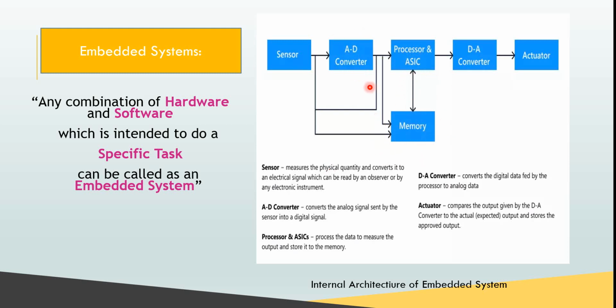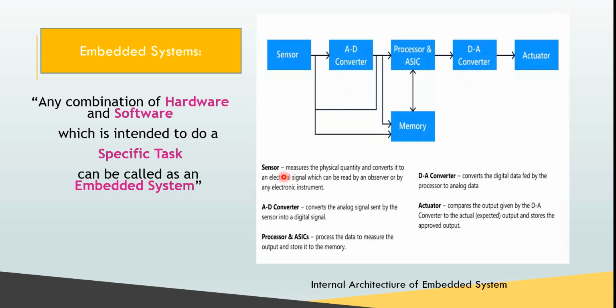All the data is converted into the required format for the desired output. Later it goes through the digital to analog converter, and then the output is displayed on the actuators.